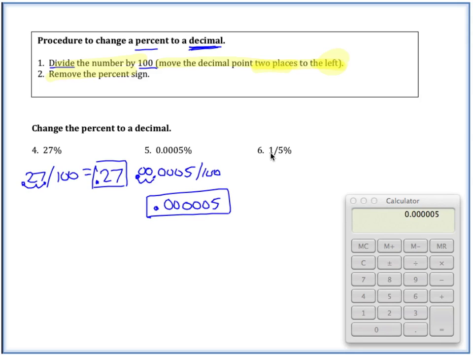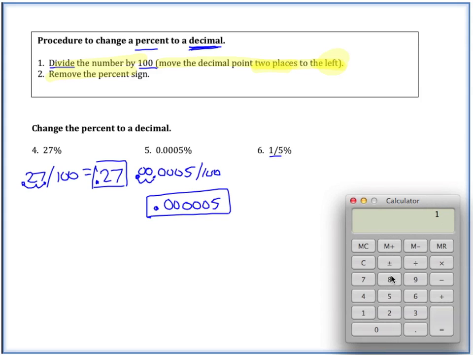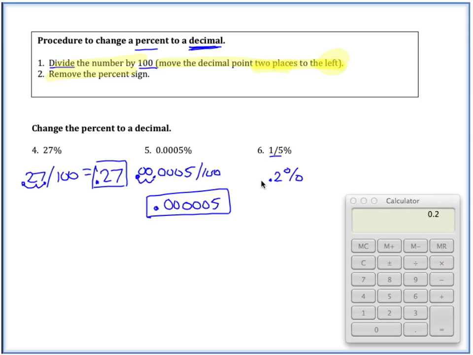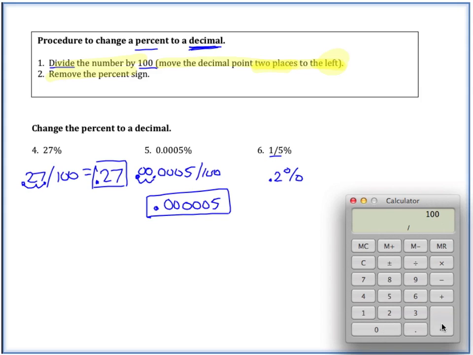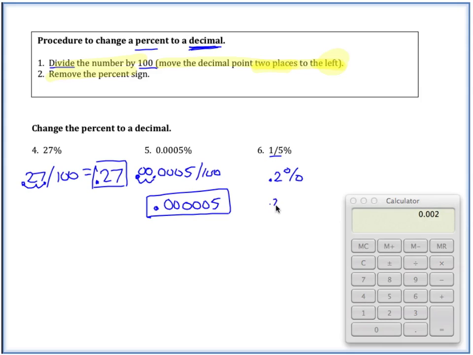Now sometimes you're given a fraction of a percent. So this is 1/5 of 1%. So 1/5 of a percent. What you want to do here is change the 1/5 into a decimal. So you would do 1 divided by 5, and it gives you 0.2. So this is really 0.2%, and now this problem looks just like number 5 right here. So we can divide by 100. So 0.2 divided by 100 equals 0.002, and that would be your answer.